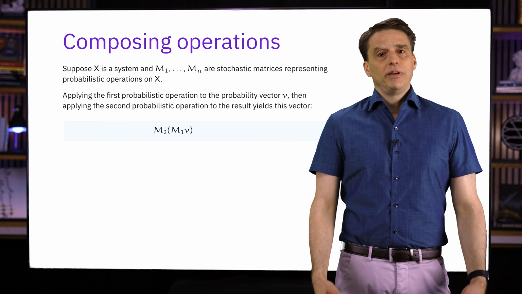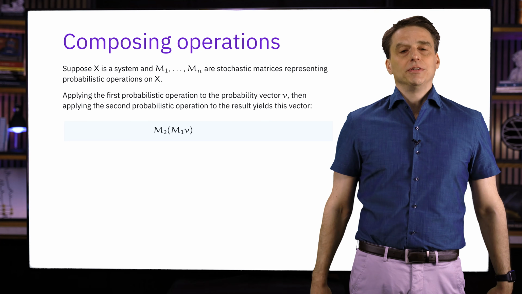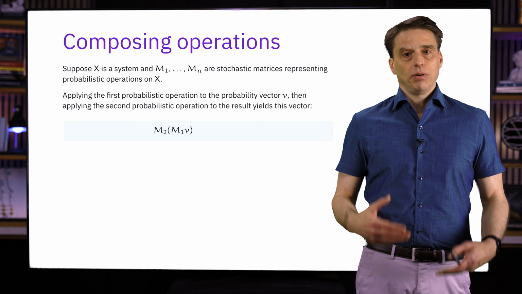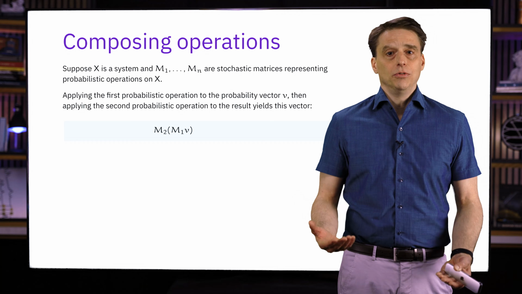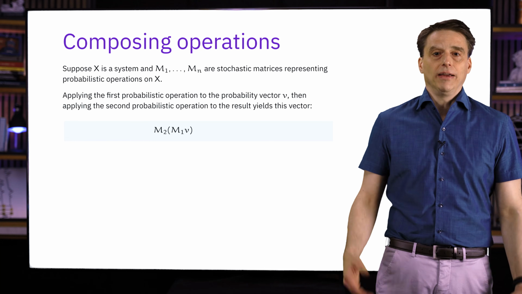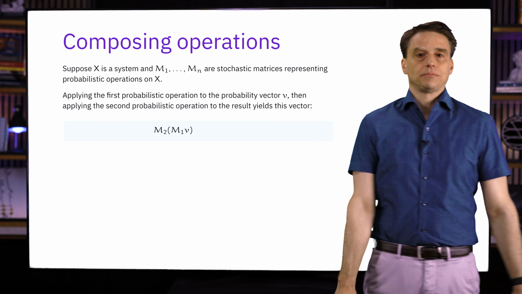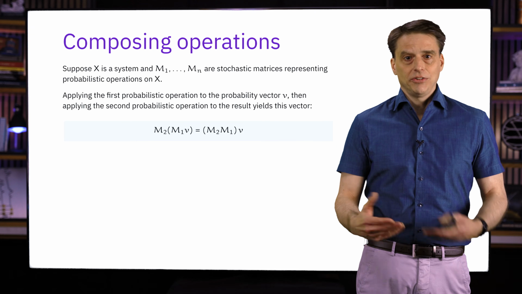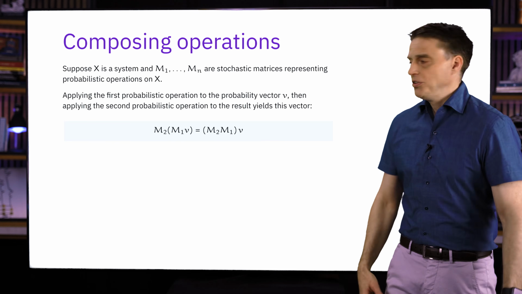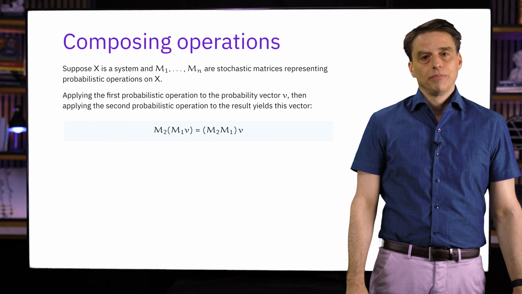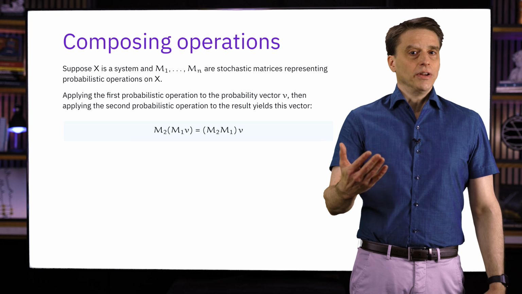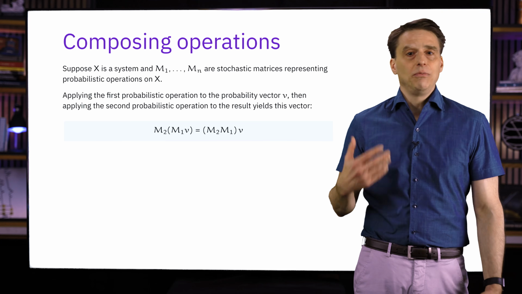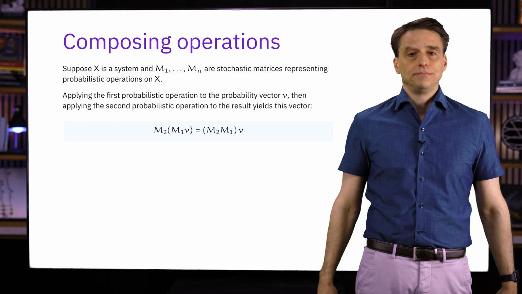If we do that, then the probability vector we get after applying just the first operation is M1 times V. And then, when we apply the second operation, the resulting probability vector is M2 multiplied to whatever vector we obtained after applying M1. So it looks like this. Now, matrix multiplication is an associative operation, which means that it doesn't matter where we put these parentheses. So we could just as easily put the parentheses like this. That's very simple, but it's also interesting because it reveals that we can think about the operation where we first apply M1 and then we apply M2 as a single operation.